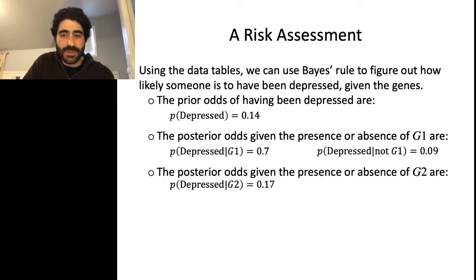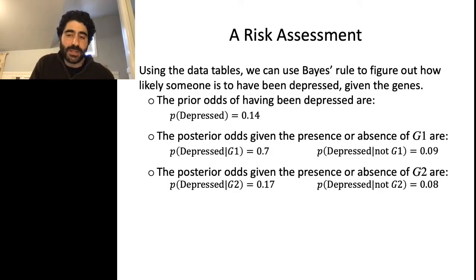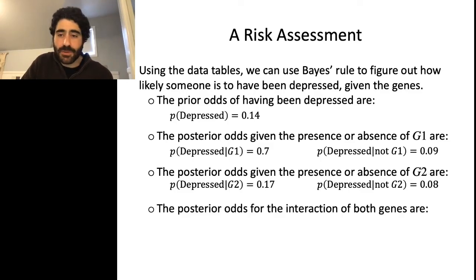We could do a similar thing for G2, right? Maybe this is a model that only uses G2. We measure this in a person, and then we can adjust our prediction. So instead of just predicting 14% for each person, we're going to predict either 17% or 8%, depending on your genes. And we could also have a model that uses both.